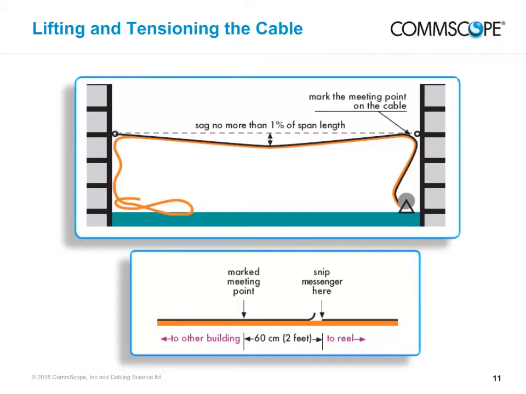Mark the place on the cable where the cable and the hook meet while maintaining proper sag. Do not pull the cable through or attach it to the hook at this time. Then, prepare to cut the messenger by selecting a point on the cable at least 60 centimeters or 2 feet beyond where the cable and hook would meet. Using wire or side cutters, cut the messenger wire, being careful not to nick the cable jacket.